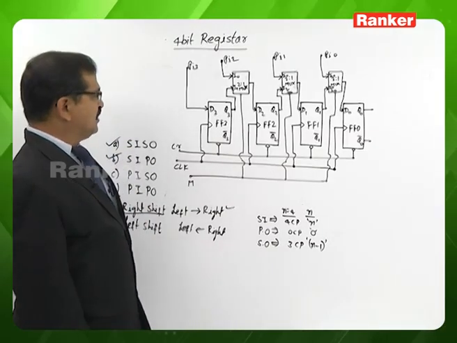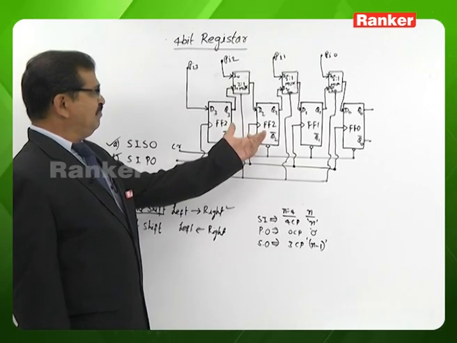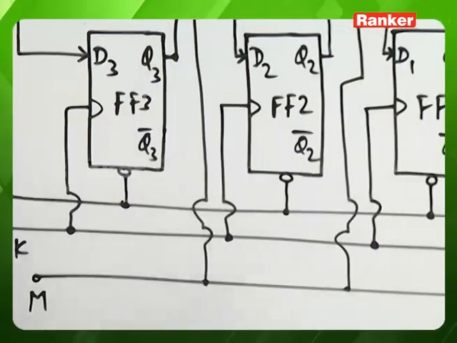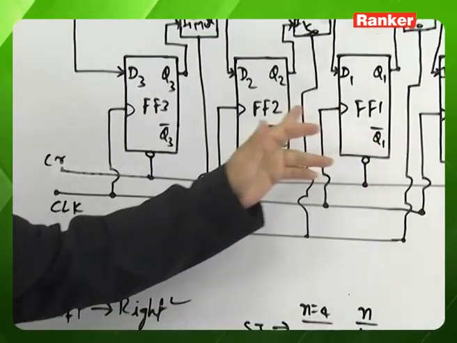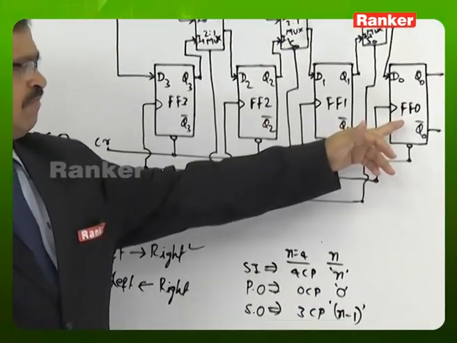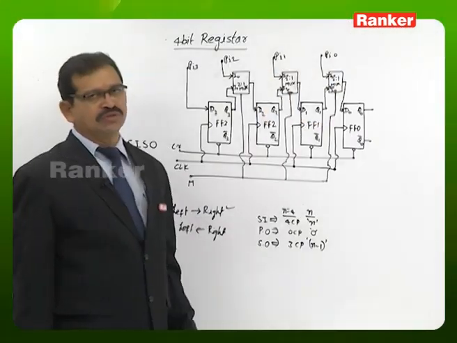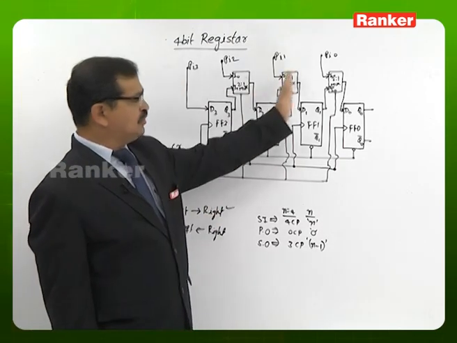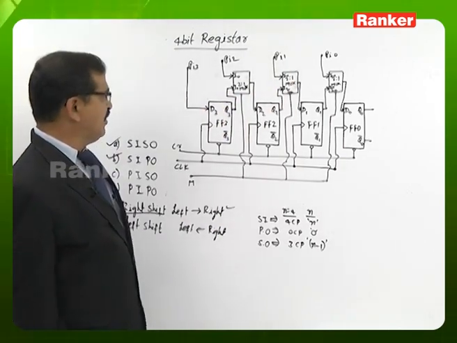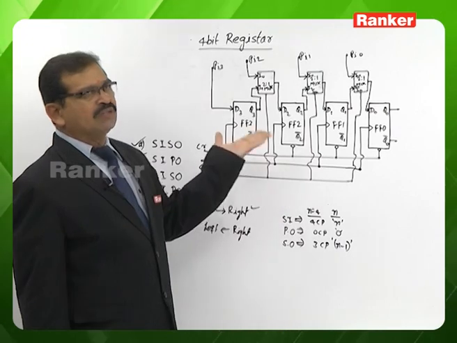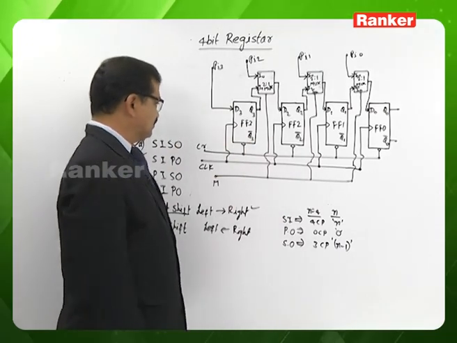Here in this register, between flip-flop 2 and flip-flop 3, we are using a multiplexer. Between flip-flop 1 and flip-flop 2, also a multiplexer. Between flip-flop 0 and flip-flop 1, also we are using a multiplexer. And of course, all these multiplexers are of size 2 by 1. Now, let's look at the operation of this circuit.